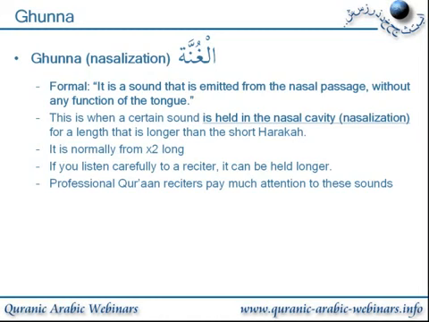This is when a certain sound is held in the nasal cavity for a length that is longer than the short haraka. Now, what we mean by that is, in Arabic, when you do the nasalization, this sort of humming sound, you hold the sound for two counts as opposed to one. If you listen carefully to a reciter, it can be held longer. Professional reciters tend to really stress the nasalization, and it's one of the things by which you'll be able to recognize somebody who studied tajweed before. He will always do this.